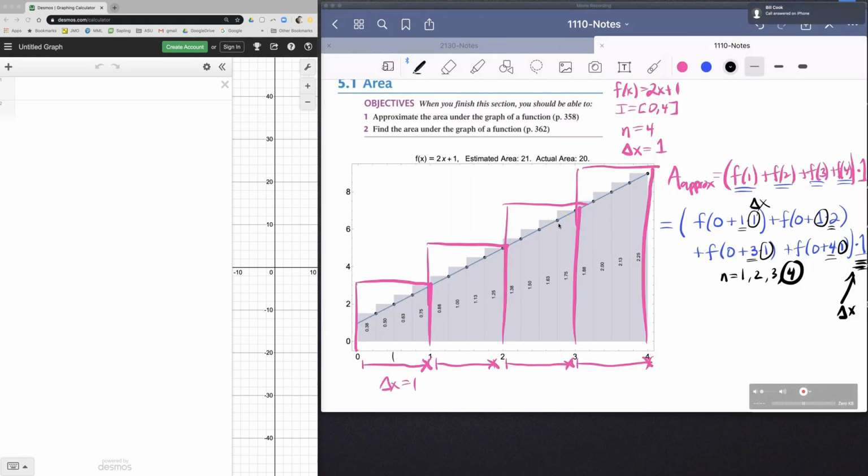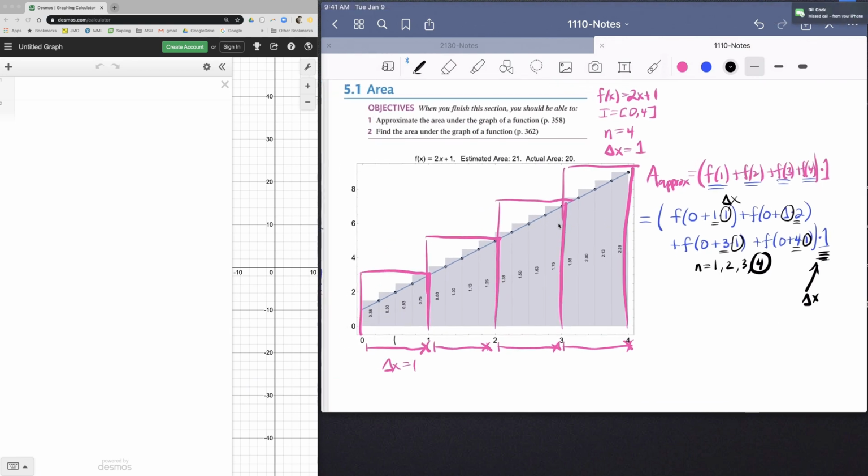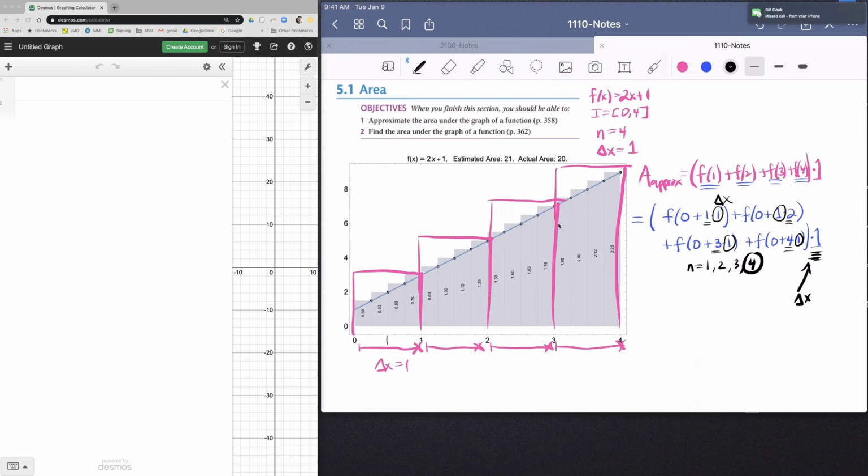Alright, so we'll continue with the video. There we go. And so now we can see that what we have here is the pattern, that there is a function value. We're evaluating at 0 plus some number times delta x, and then we are multiplying by delta x. Each of these numbers is getting multiplied by delta x.